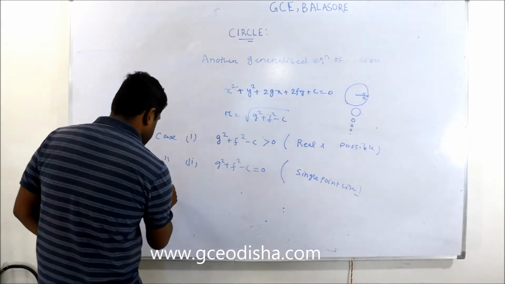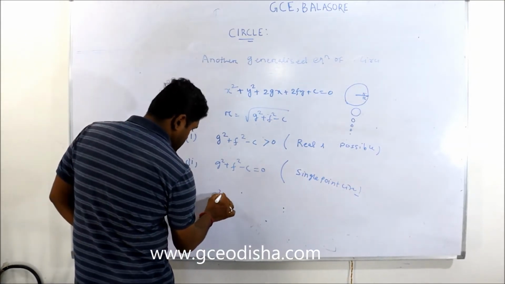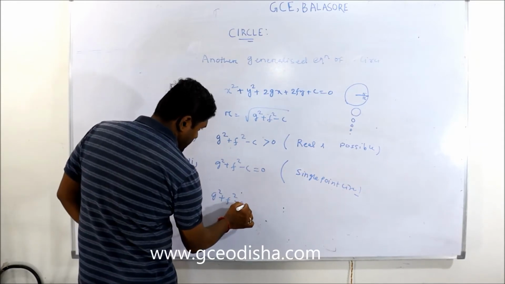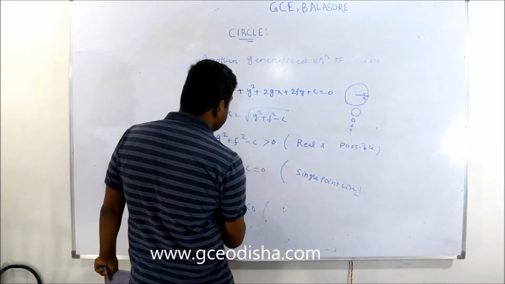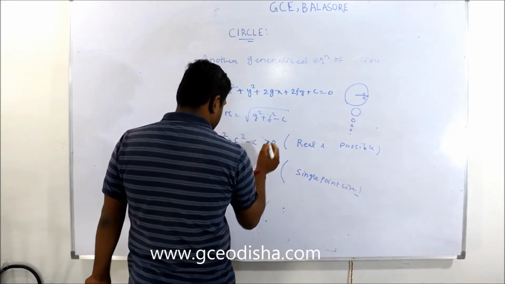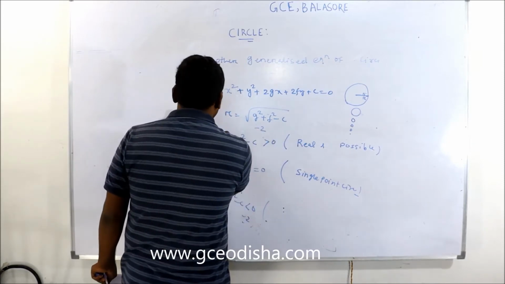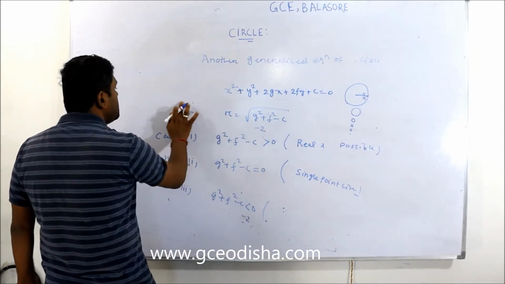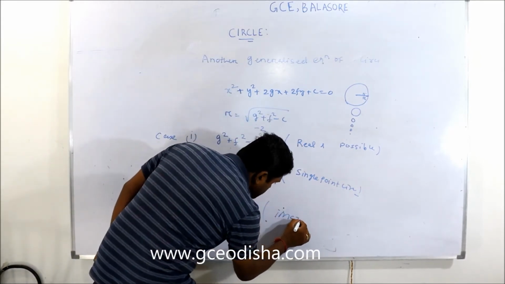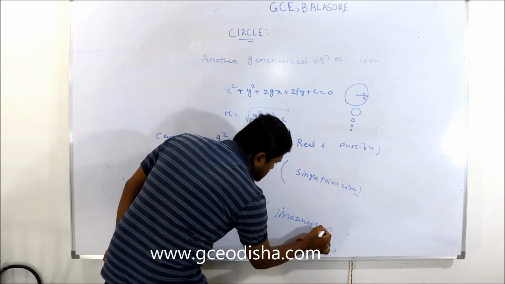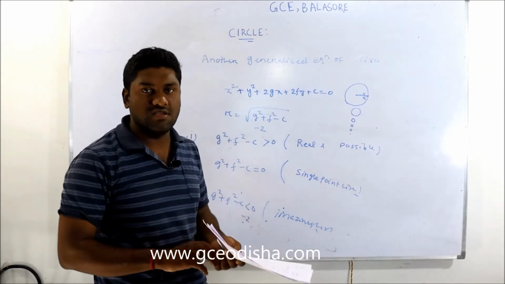In case 3, what does it mean when g square plus f square minus c is less than 0? It is less than 0, something like minus 2 or minus 3. The root of any negative number is a complex number, so this circle is imaginary. In the real case, this circle is not possible, but in the imaginary case it can be possible.